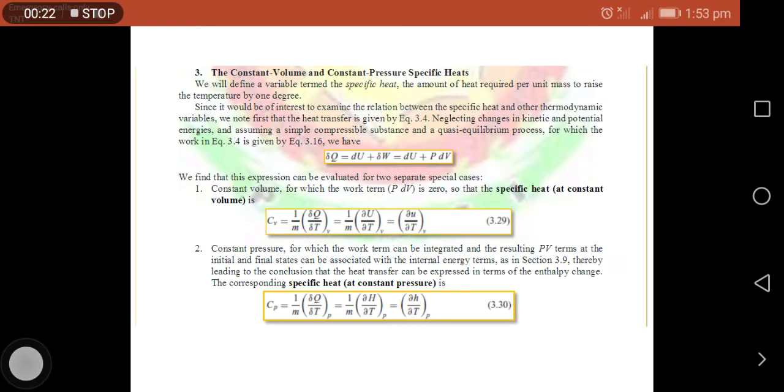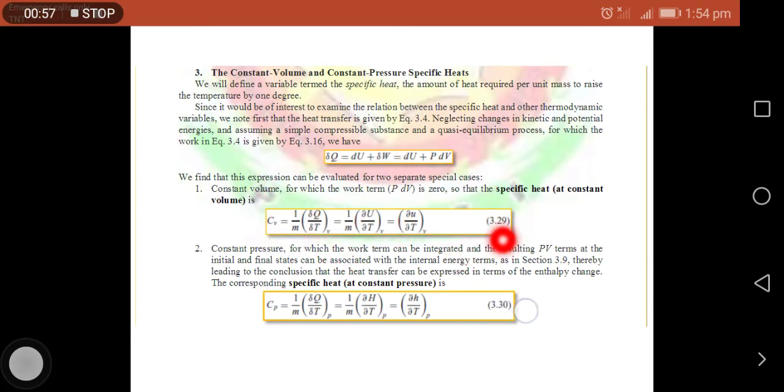Ibig sabihin nito, we are letting the transfer of energy by transfer of heat, using the change of temperature with respect to the pressure if the volume is constant, or with respect to the volume if the pressure is constant. So yun, we are actually finding that value by using this equation here.